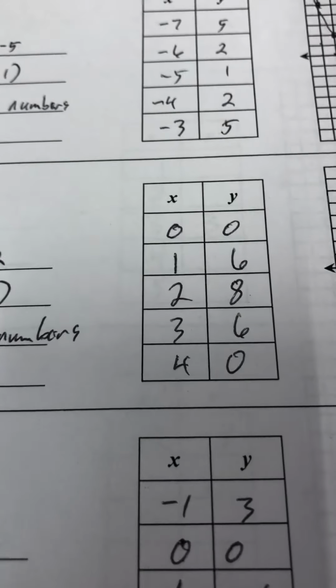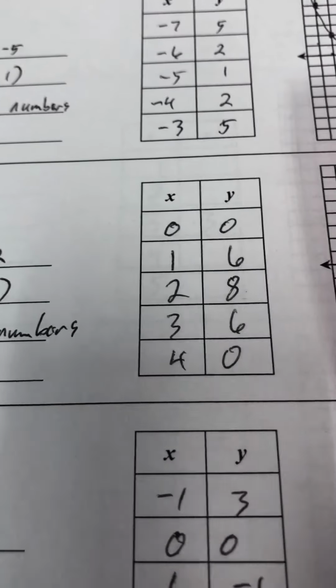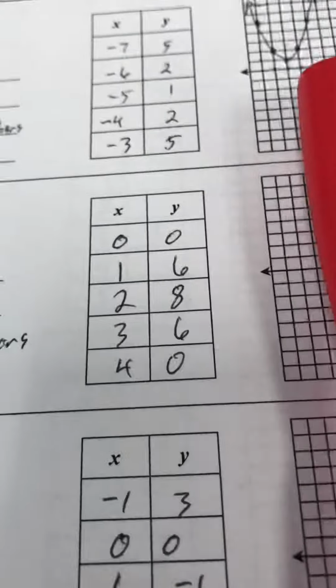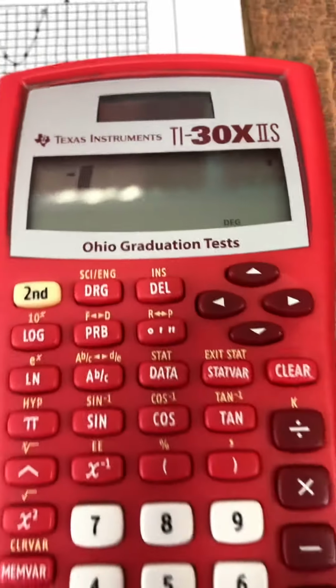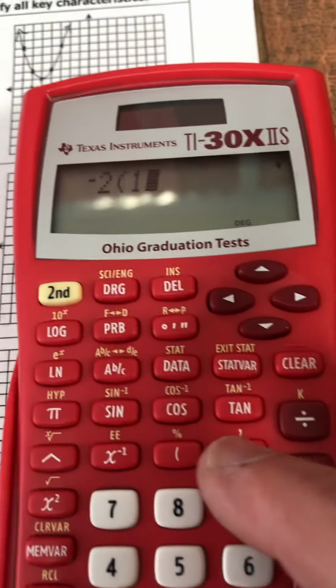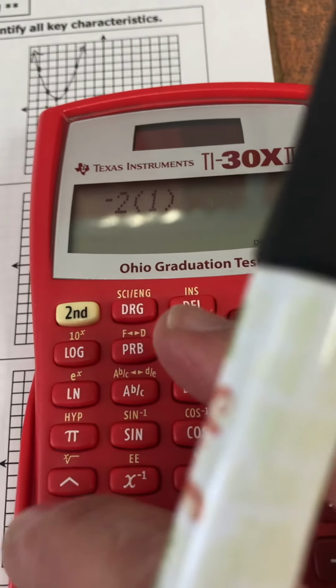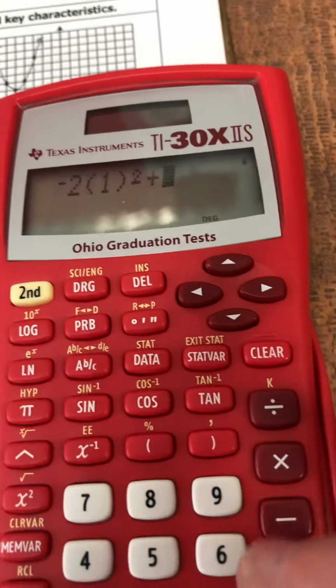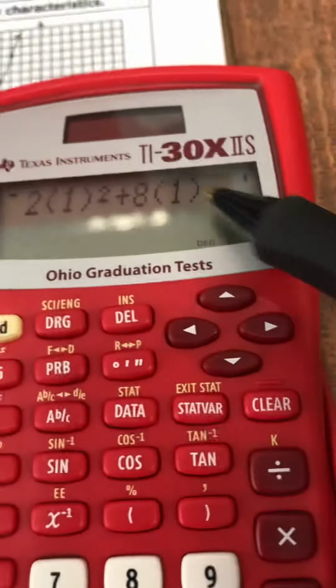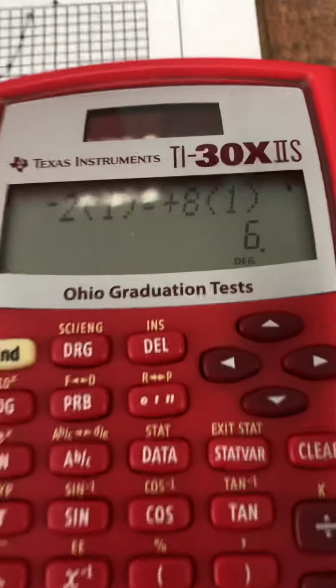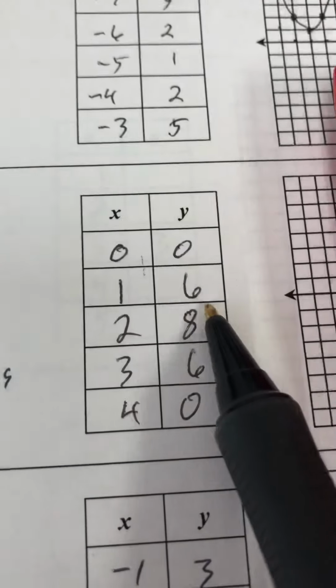And you can just plug that into a regular calculator. You could just plug in, okay, so what would y be when x equals 1? So negative 2 times (1), and then square it, plus 8 times (1). Notice I put in parentheses where my x value is, because I could equals, and I get 6, right? So I put in a 6.